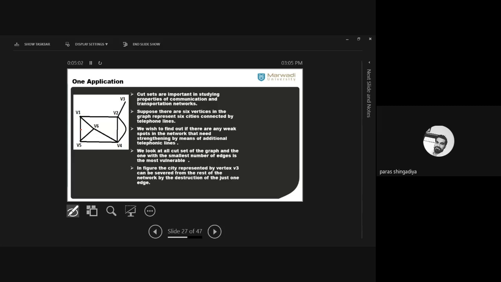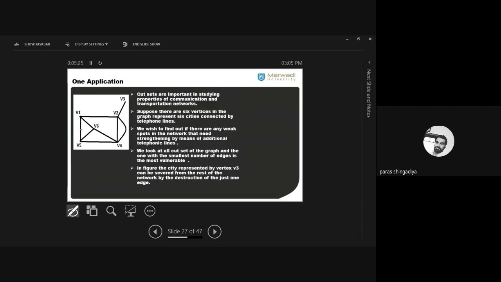Okay, then application. So when can we apply the cut set concept? What is the application of cut set? That is mentioned here by using an example of a communication network. You have to identify the weak spot, and then you can provide some additional telephone line by using the concept of cut set.